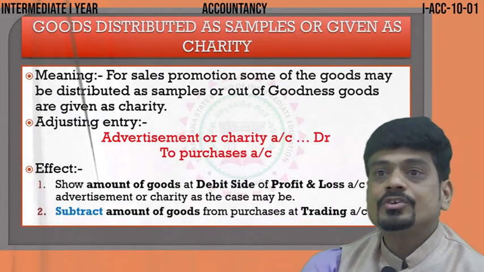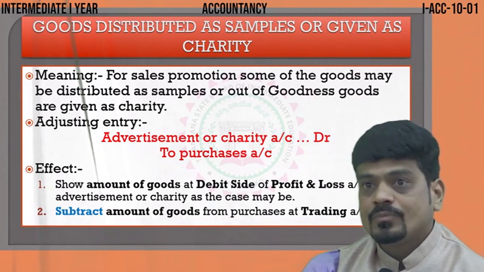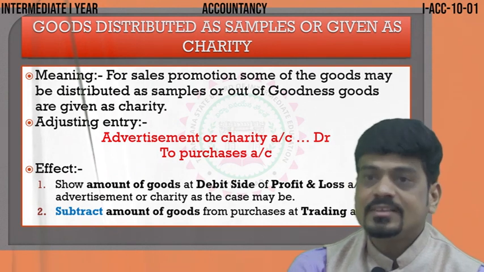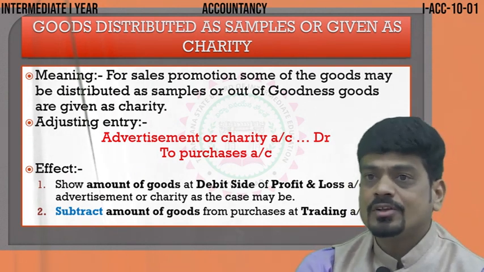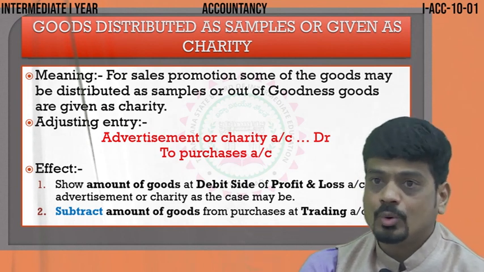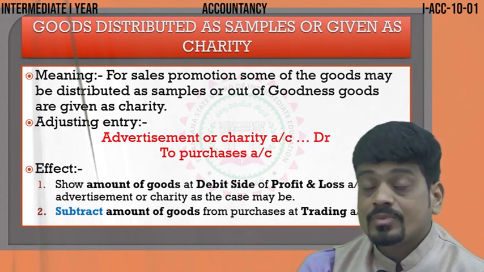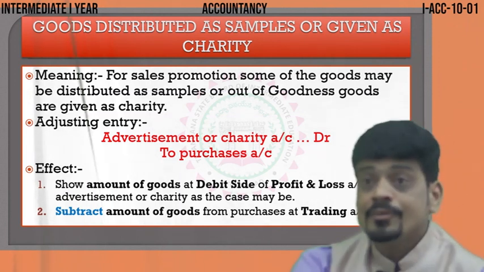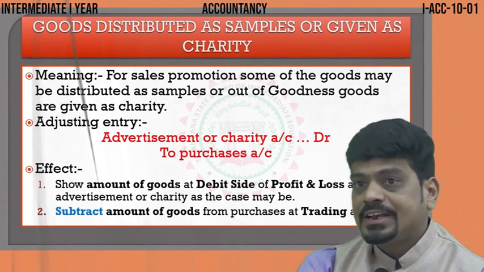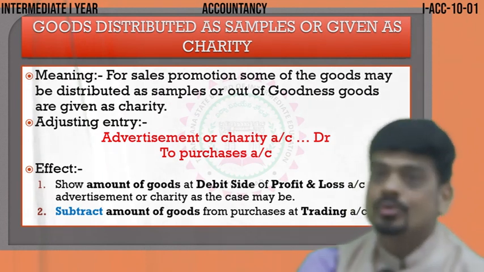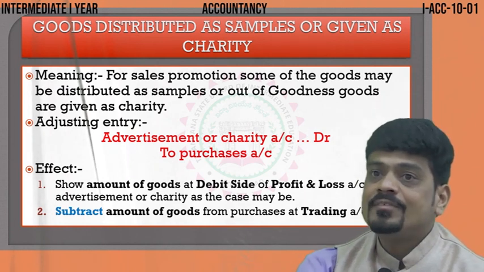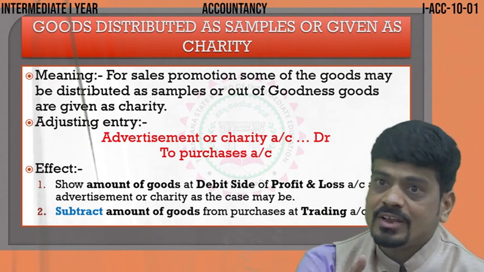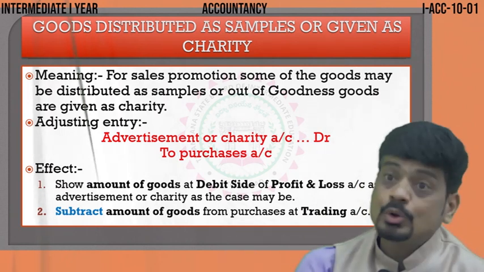Then, goods distributed as samples or charity. What will the business sometimes do to promote sales? They'll give free samples. Or out of generosity, some people come and ask for goods, and they distribute the goods. If they give as samples, we call it advertisement. If they give in the form of donation, we call it charity. And we have to account for it with the adjusting entry: advertisement account debit if it is for samples; if it is donation, charity account debit to purchases.